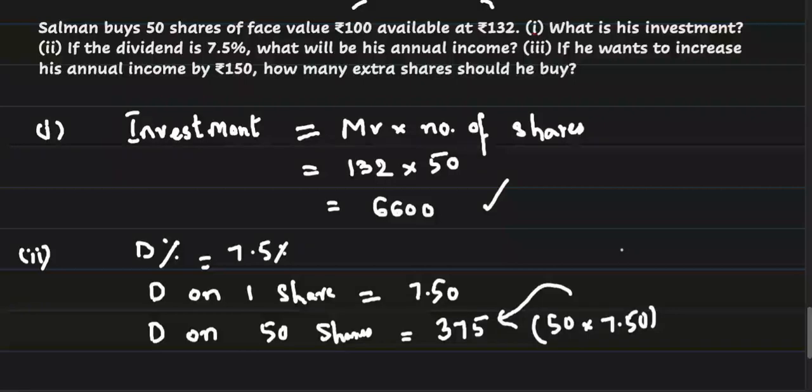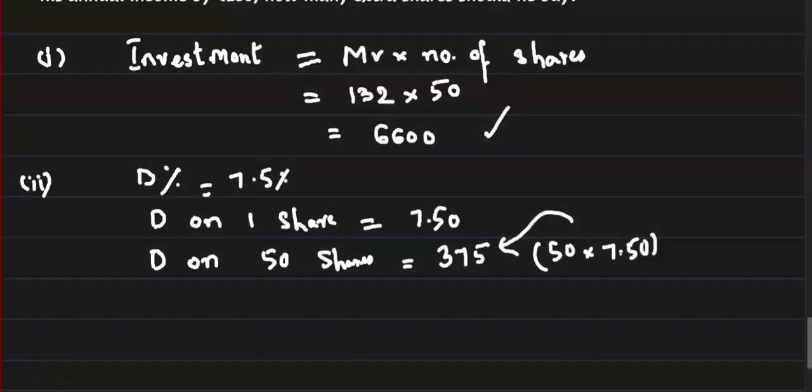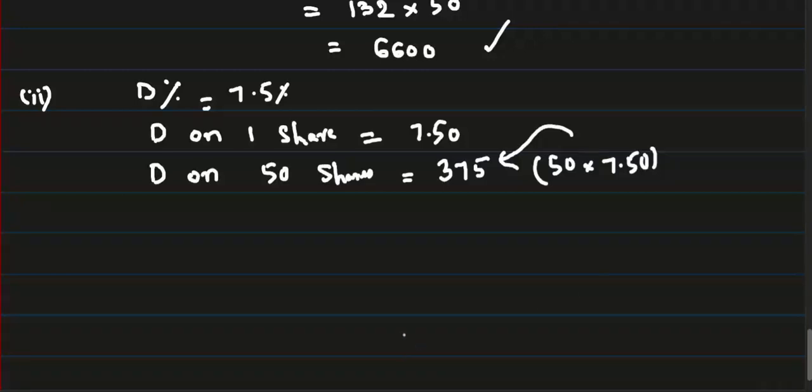Got it? Good. Third point, if he wants to increase his annual income by 150, how many extra shares should he buy? So what he wants is 150 extra. What he will do now? For that, you know that income from one share is how much? One share income is how much? 7 rupees 50 paise. 7.50 is the income.